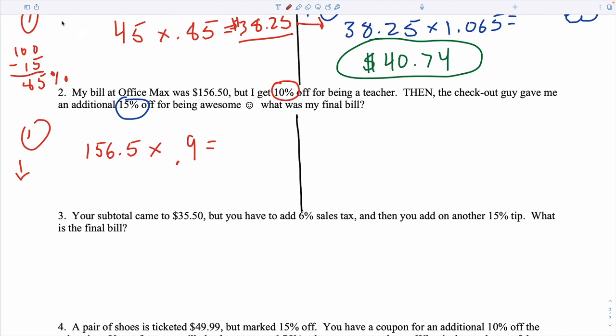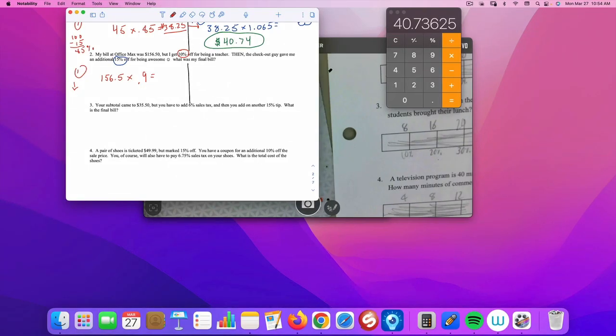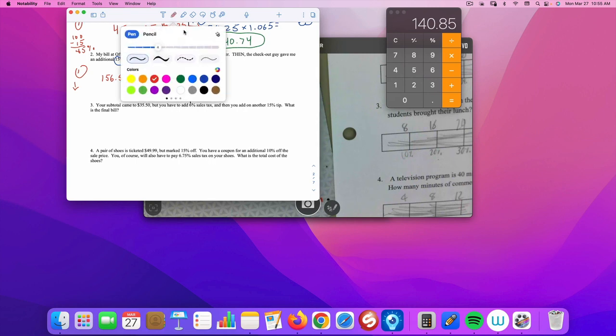I got the wrong answer, so. 156.5 times 9, Aiden, disrespectful, that's 3. I know, it was only 2. Being disrespectful is a major one. How was I disrespectful? Tone of voice. I got 140.85. Good.